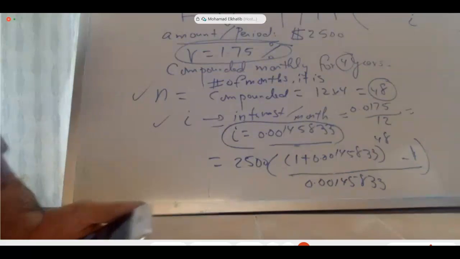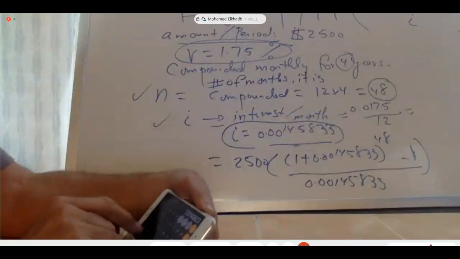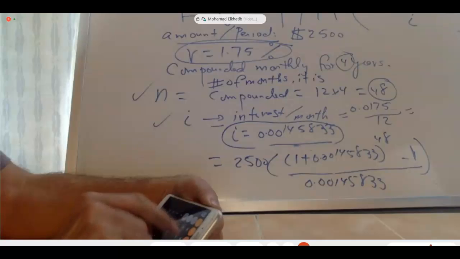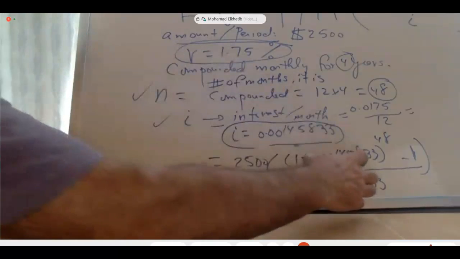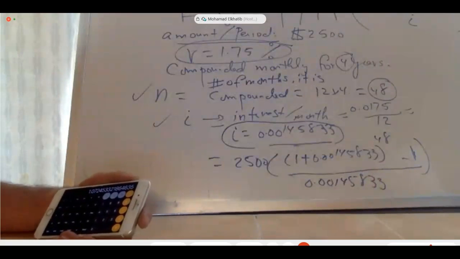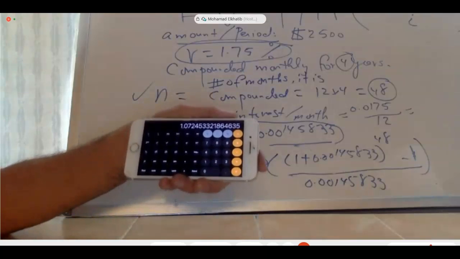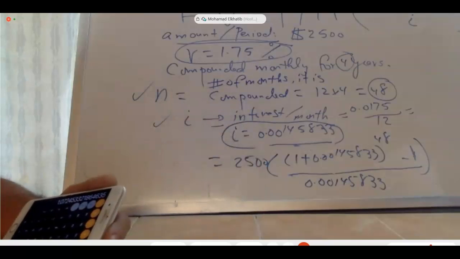Yes. Now, let's raise it to the power 48. So I'm going to go x to the power y, 48, equals. So I did the parentheses and raised it to the power 48. Not times 48, remember, raised to the power, like we did on Monday. When I did that, I got 1.0724 and a bunch of numbers. Are we good?